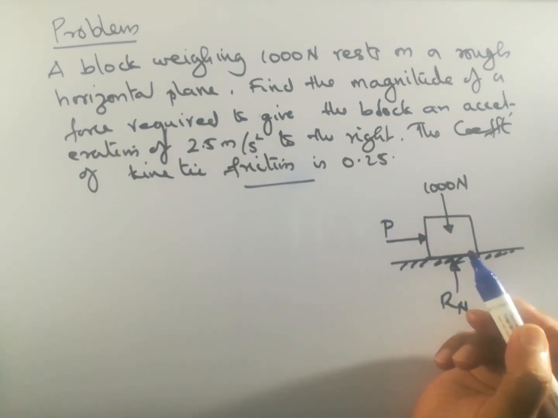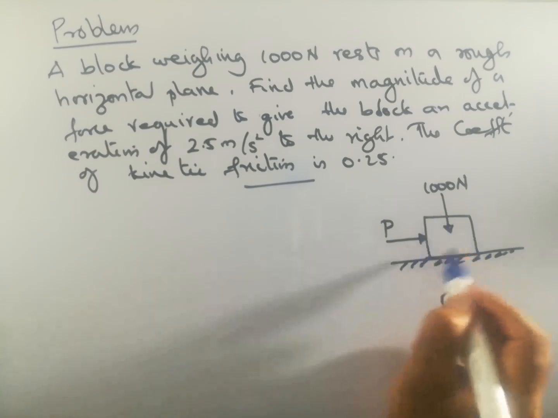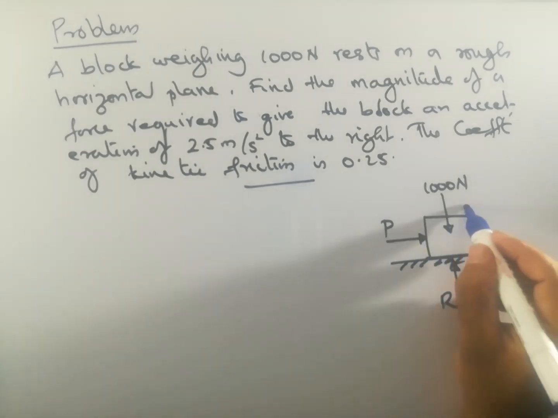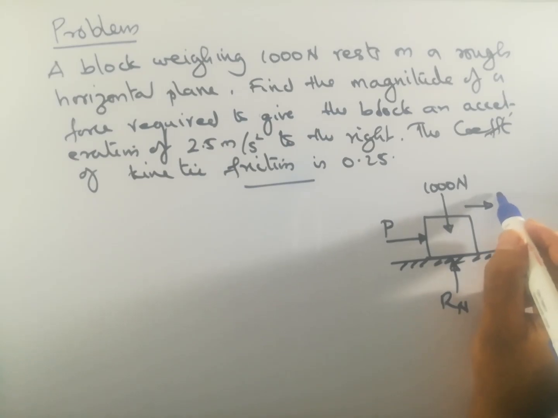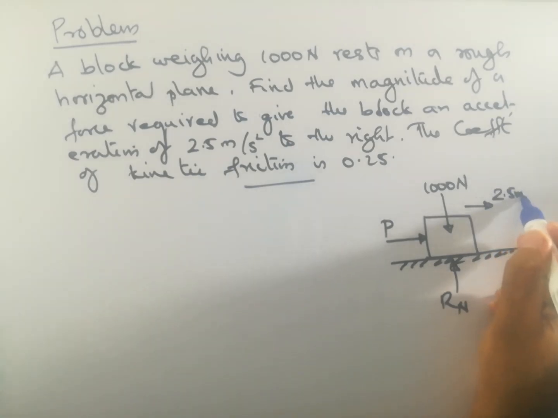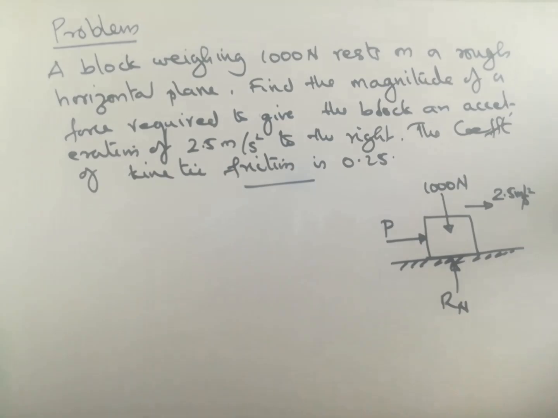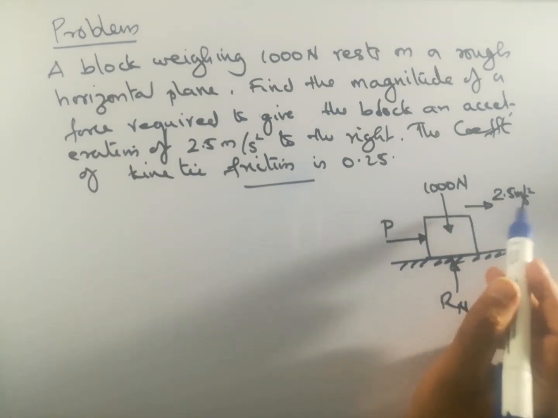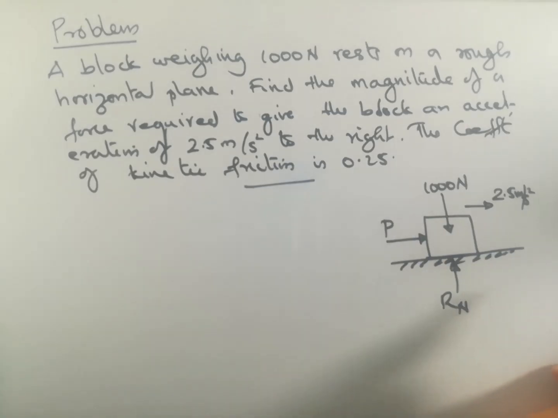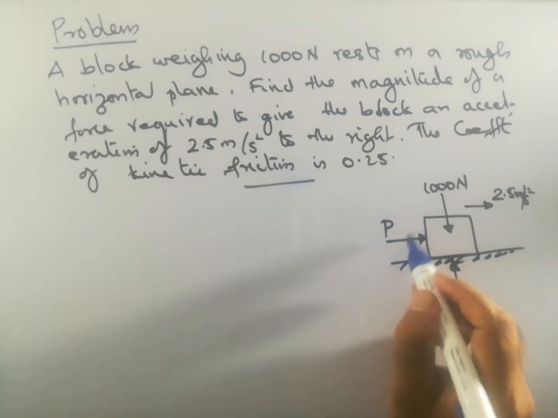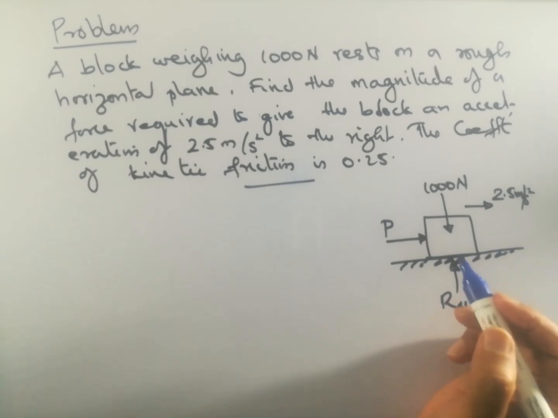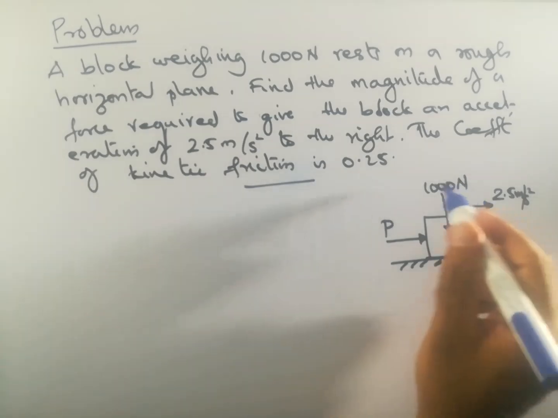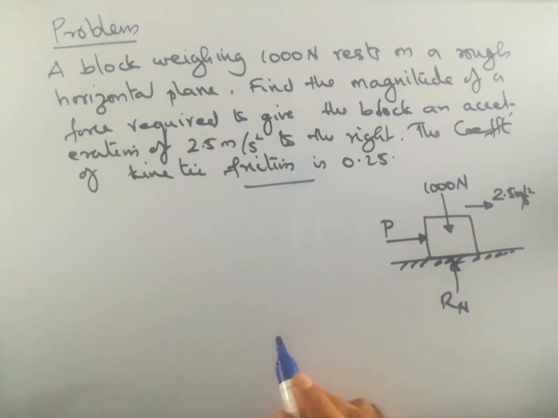which is to be provided on the block so that the block will be moving with an acceleration of 2.5 meter per second square. After application of the force P, the block should move with an acceleration of 2.5 meter per second square towards right. Okay, so we should find the value of P. So we have to draw a free body diagram of this block.